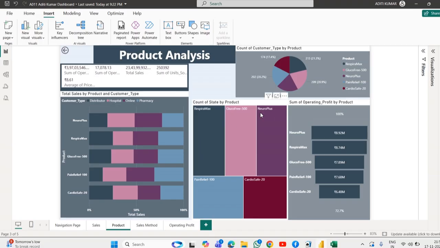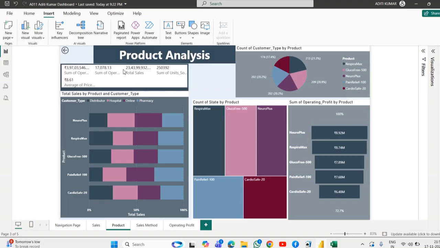This tree map shows the product sales share, giving a view of the top selling products. The pie chart here shows the customer count by product, representing how widely each product is being purchased. And finally, this is the funnel chart, which shows the operating profit by product and helps us identify the profitable versus the low margin products.